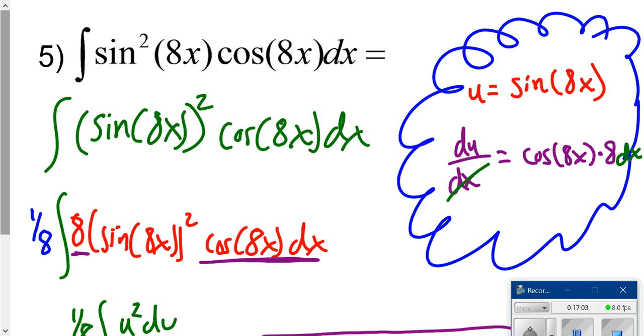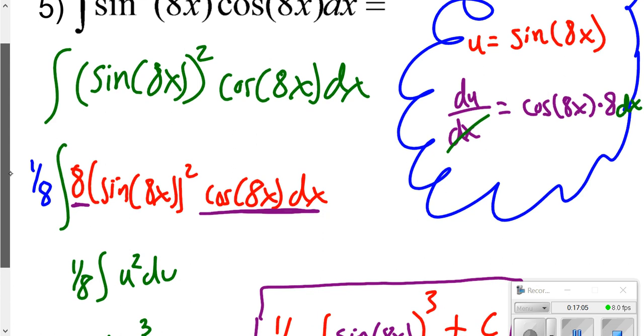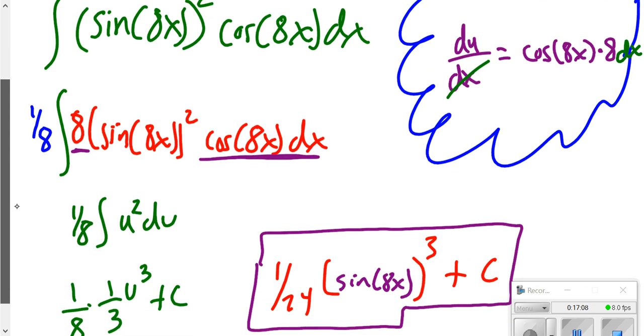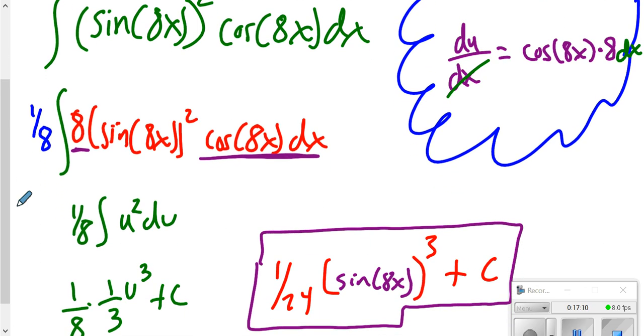Okay, so here's my work and what you should have gotten for your answer down there in the bottom right in the box there. And again, remember, you can always just take the derivative of that and use chain rule, and you should end up back with what you started with as the original problem.